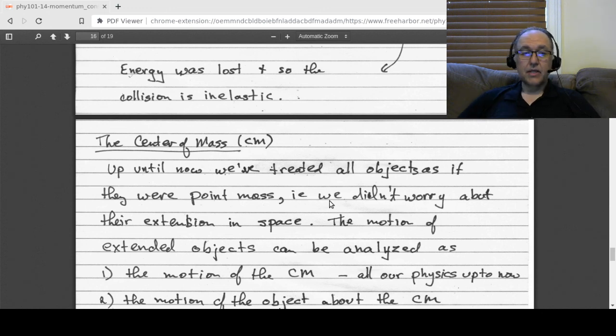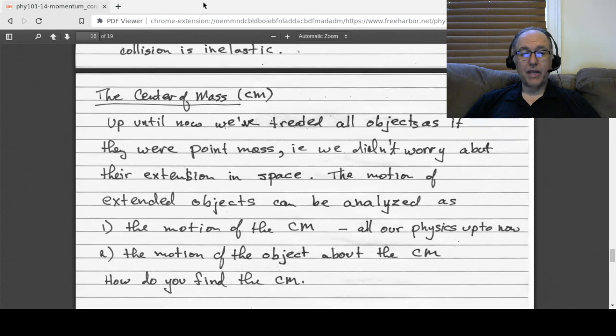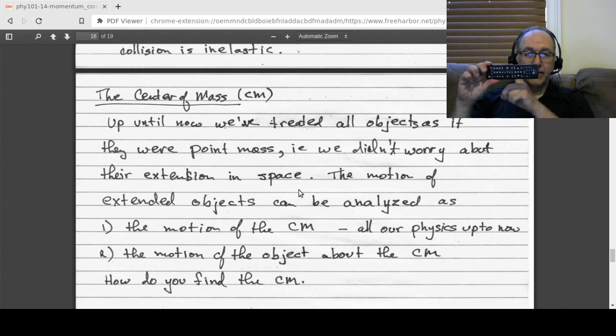And the center of mass is special because if we have an extended object, and an extended object is like my remote here, it's not just a point mass. It's not a mass where we don't care about its spatial dimensions. This object has some extension in space. It has some width, height, and depth to it. Okay, so this extended object has a motion if I were to throw it.